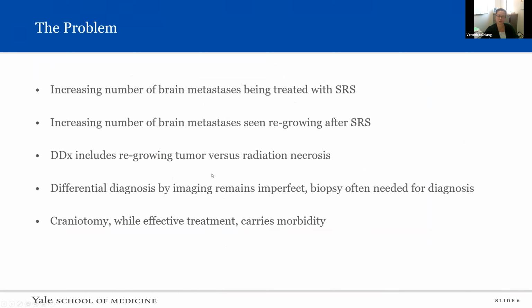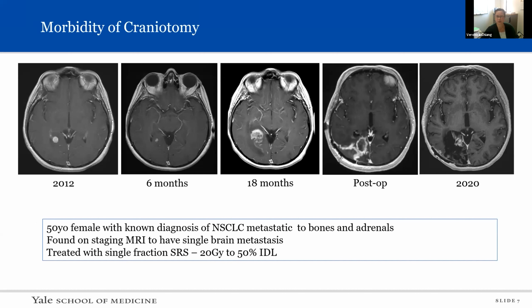Obviously, the causes of regrowth are either tumor or radiation necrosis. It still remains difficult to differentiate these two by imaging, and so biopsy is often required, which allows us an introduction into the surgical world. But craniotomy, while effective, still carries not insignificant morbidity. And so this is, when I started, this was the first example. This is kind of one of the reasons why I moved into LITT.